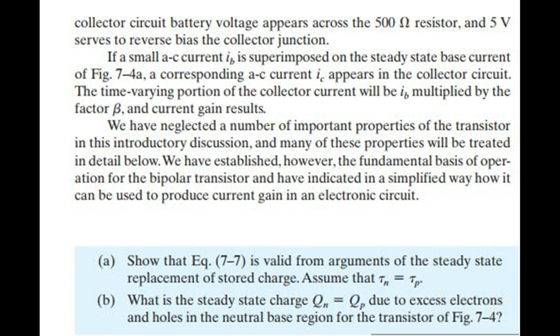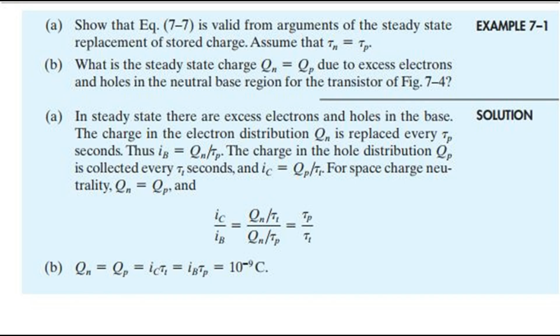A. Show that Eq. 7.7 is valid from arguments of the steady state, using Example 7.1 and replacement of stored charge. Assume that Tn equals Tp. B. What is the steady state charge Qn equal Qp due to excess electrons and holes in the neutral base region for the transistor of Fig. 7.4? A. In steady state there are excess electrons and holes in the base. The charge in the electron distribution Qn is replaced every Tp seconds. Thus Ib equals Qn/Tp, coulomb per carrier lifetime. The charge in the hole distribution Qp is collected every Tt seconds, and Ic equals Qp/Tt.